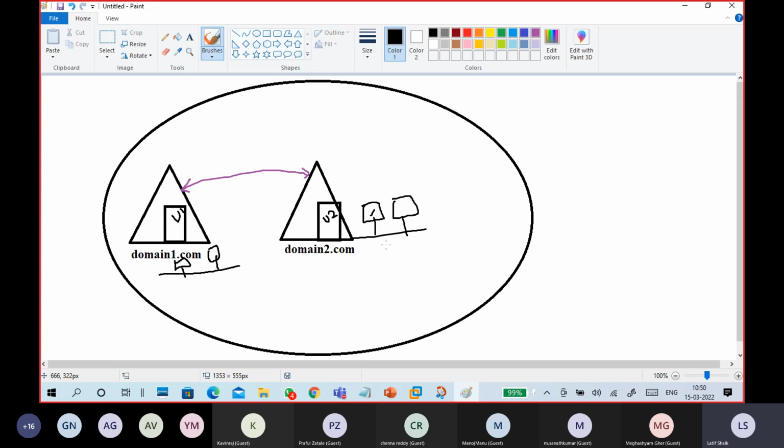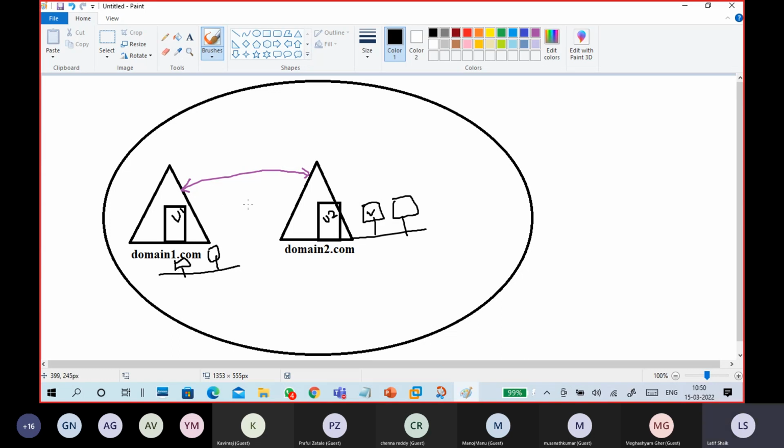He can access the printers, storages, like that. By default, he gets permission because he belongs to domain two. So user two can access local resources of domain two. This user one belongs to domain one, so obviously he can access domain one local resources, meaning domain one computers, printers, and storages.